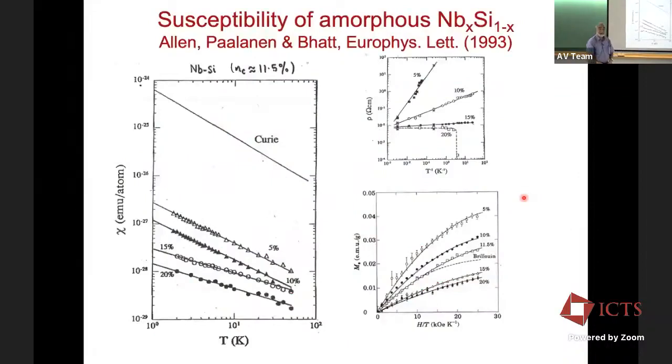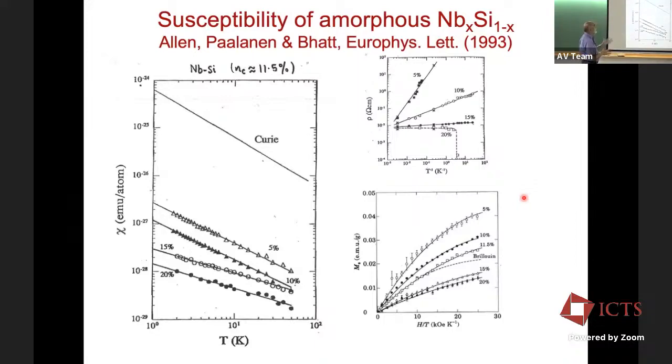However, the statement that we made says that it should be true for anything that has local moments. So we decided to test it. There was a group, and I showed you data on the conductivity and tunneling density of states of niobium silicon amorphous films deposited at low temperature. So they remained amorphous and didn't make clusters.